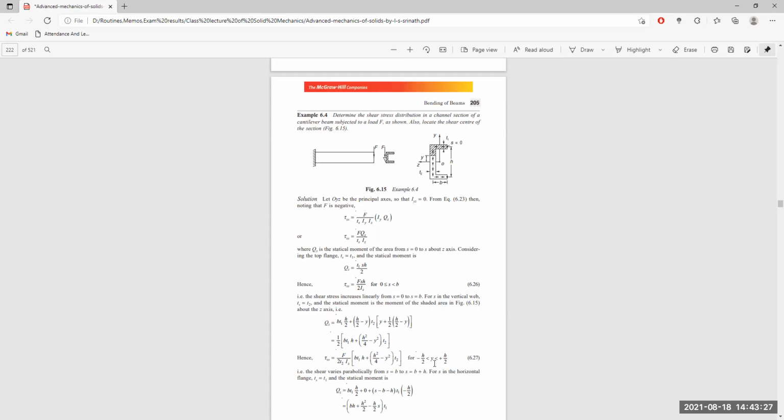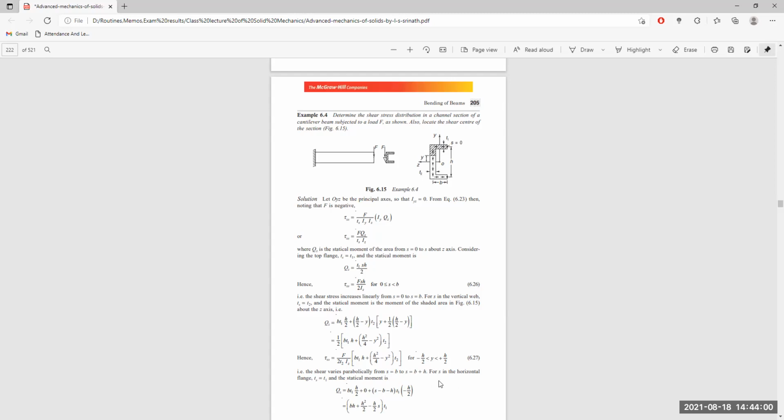For y, it will vary from minus h by 2, meaning from this end, which is the minus side because the y axis is positive on the top side, to plus h by 2. This is minus h by 2. The shear varies parabolically from s equal to b to s equal to b plus h. It means the shear force varies parabolically from this end to this end here.